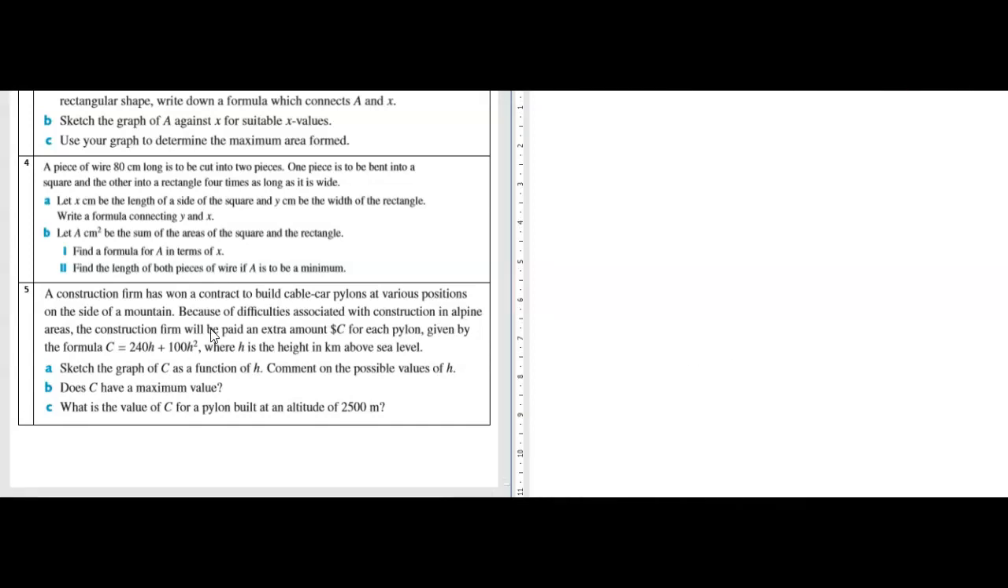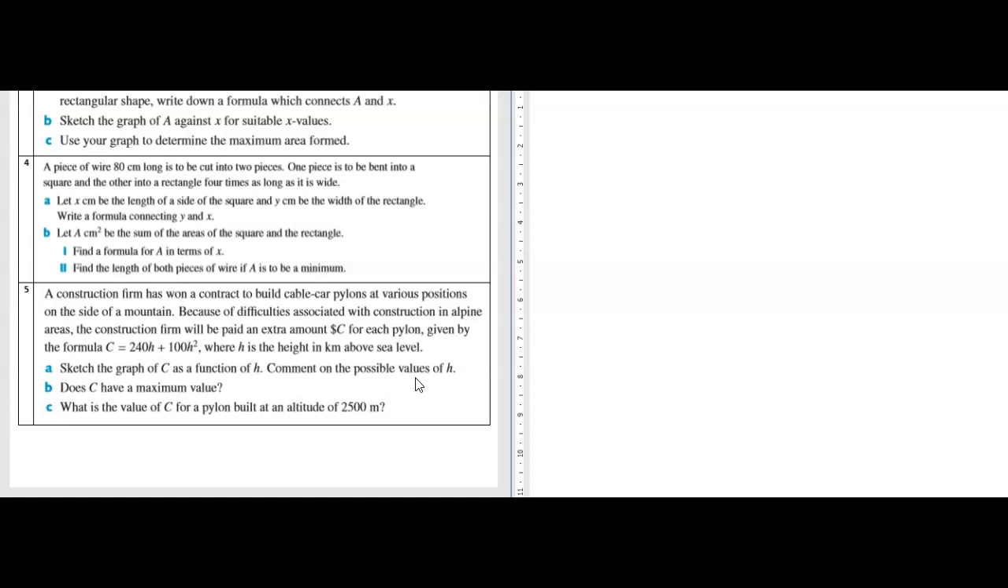Okay, so question 4, a very difficult question, and I assume question 5 is going to be difficult too. A construction firm has won a contract to build cable car pylons at various positions on the side of a mountain. Because of difficulties associated with construction in alpine areas, the construction firm will be paid an extra amount for each pylon, given by the formula blah blah blah, where h is the height in kilometers above sea level. So sketch the graph, comment on possible values of h.